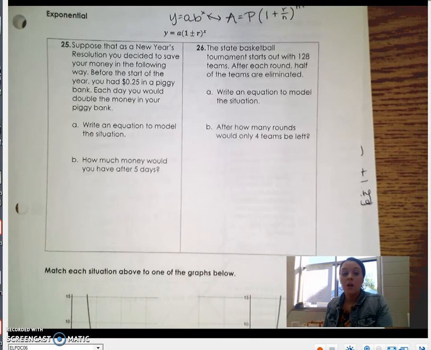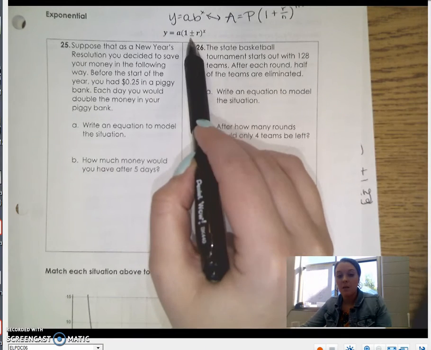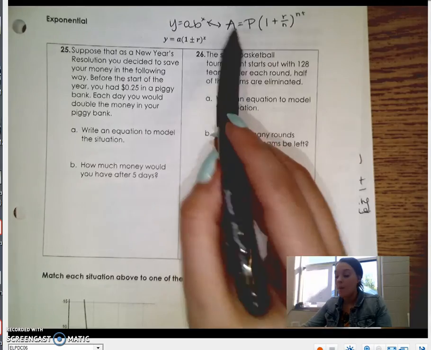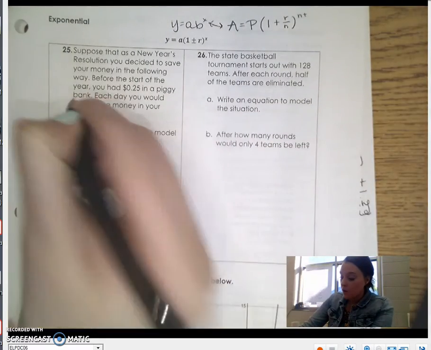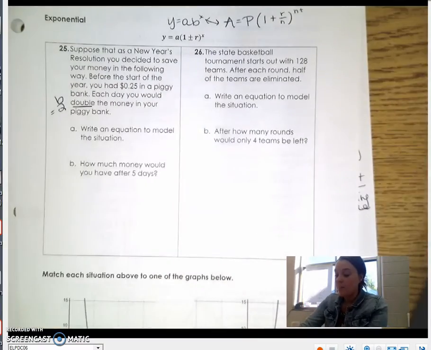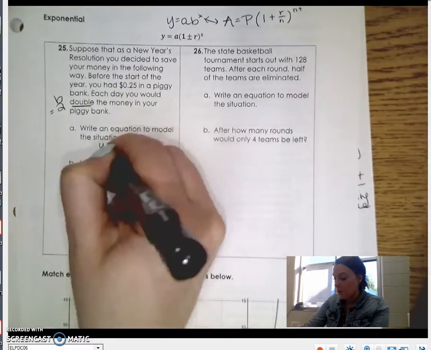So number 25 says, suppose that as a New Year's resolution, you decided to save your money in the following way. Before the start of the year, you had 25 cents in a piggy bank. Each day, you would double the money in your piggy bank. So using this, you have to determine, are we using y equals ab to the x, y equals a times 1 plus or minus r to the power of t, or compound interest? Your key word for this one is going to be double, and double is a growth factor, and your growth factor would be 2.